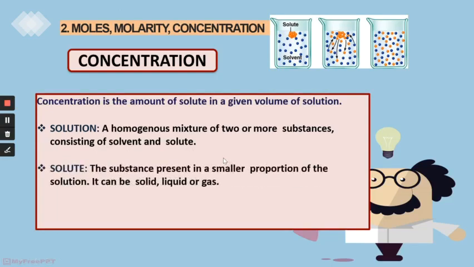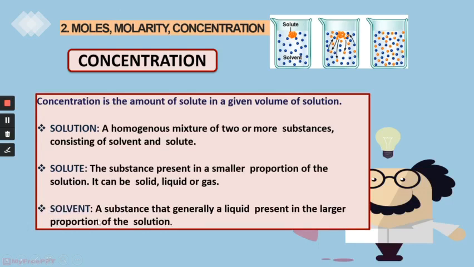What is solute? Solute is a substance present in a smaller proportion of the solution. It can be solid, liquid, or gas. Solvent. The solvent is a substance that is generally a liquid present in the larger proportion of the solution. So when we talk about solution, we know it consists of two or more substances, which are solvent and solute. In other words, solution is a mixture of solute that dissolves in the solvent.